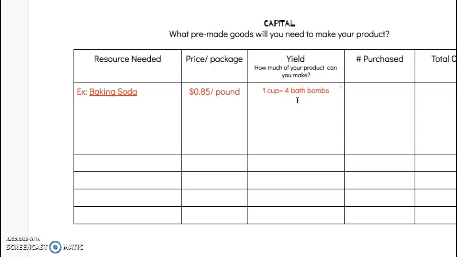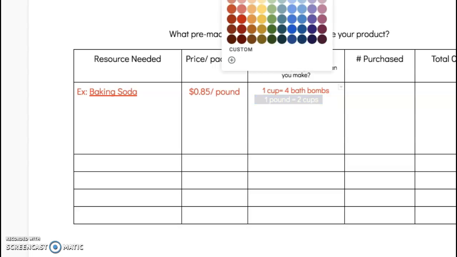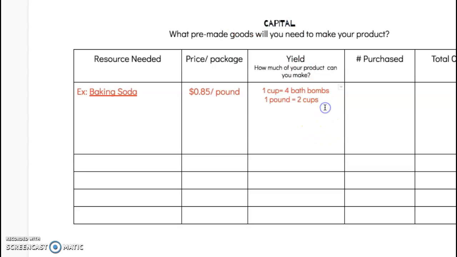But I see that they're selling baking soda by the pound, not by the cup. So I need to figure out now how many cups are in a pound. So I researched and I found out that 1 pound is equal to 2 cups. So if I buy 85 cents worth of baking soda, I can make 8 bath bombs.